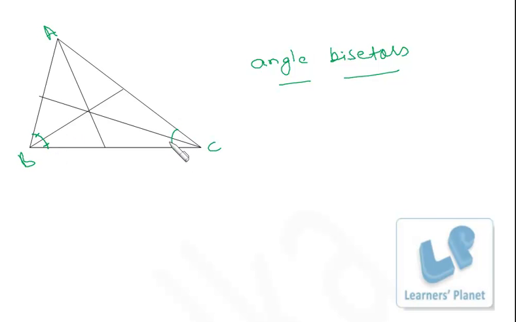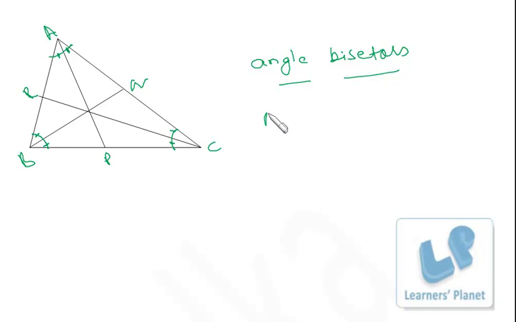Next is angle bisectors. It itself implies what is an angle bisector. Suppose I have the triangle ABC, then this is angle B, this angle is equal to this angle, and this angle is equal to this angle. That means AP, BQ and CR are angle bisectors, right?